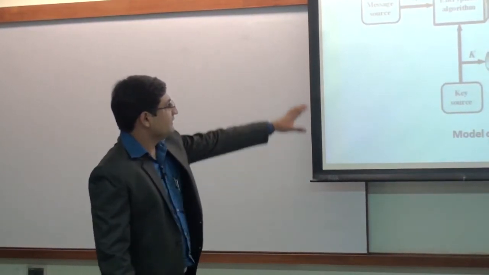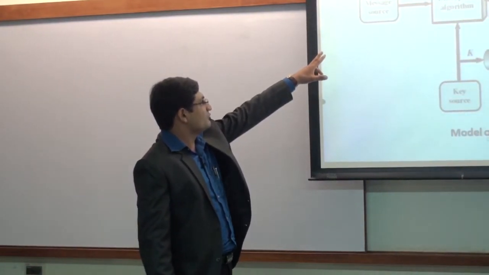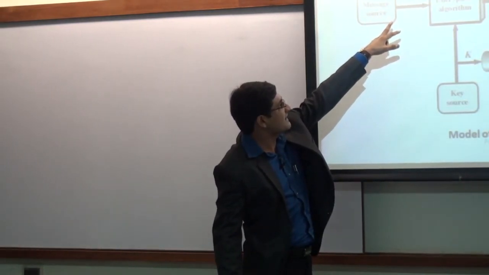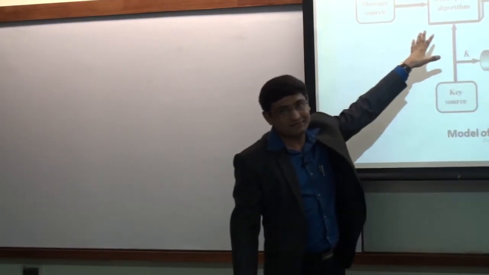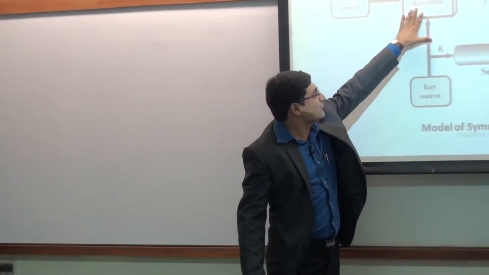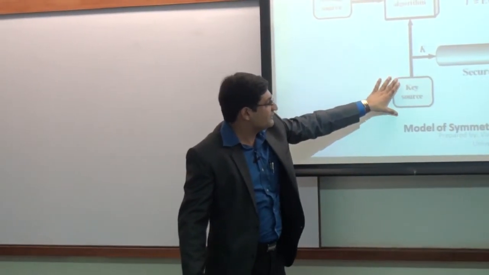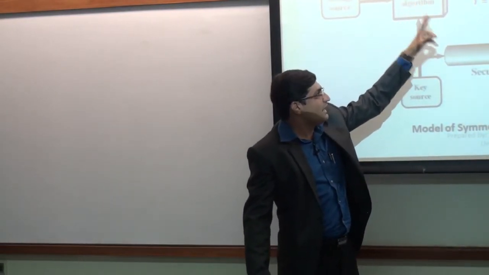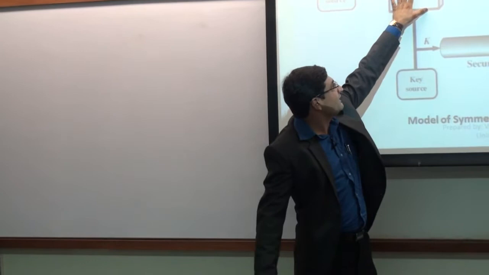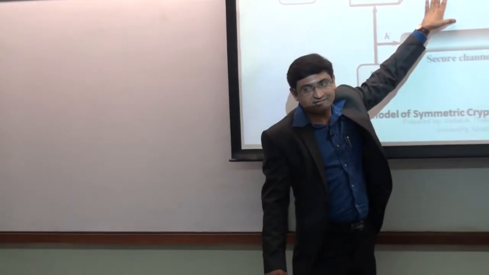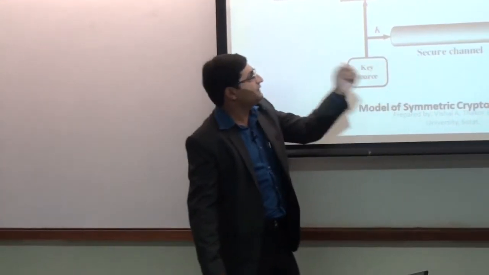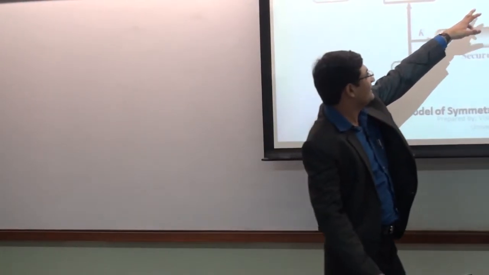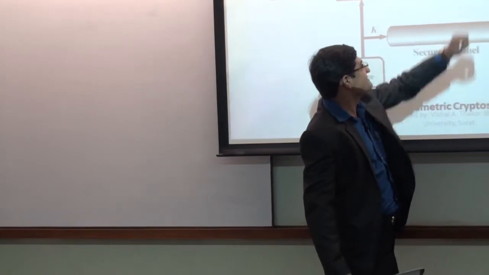So you can see in this picture, the sender is going to send a message in the form of, you can say, a message source. The message is X, and we are going to apply an encryption algorithm over here, which will take the help of the key, that is the key source. Once you apply the key, you will have a ciphertext, that is y is equal to E, where E is the encryption algorithm where you apply key K and plain text X.